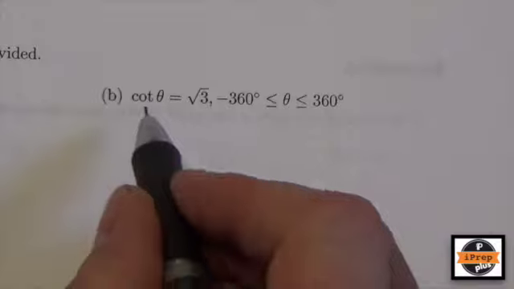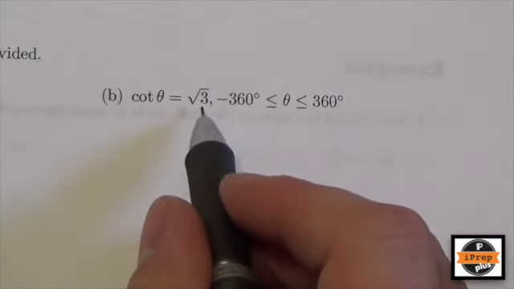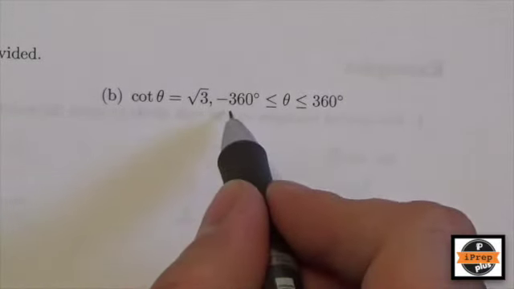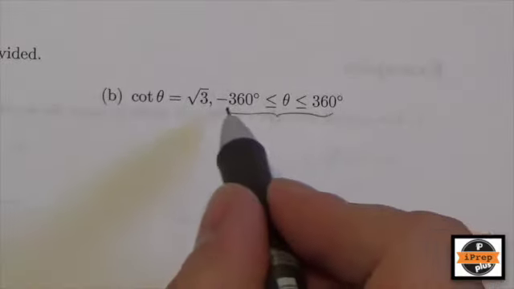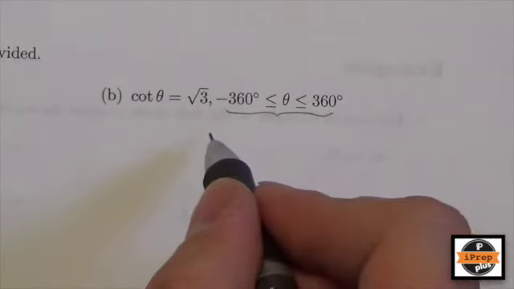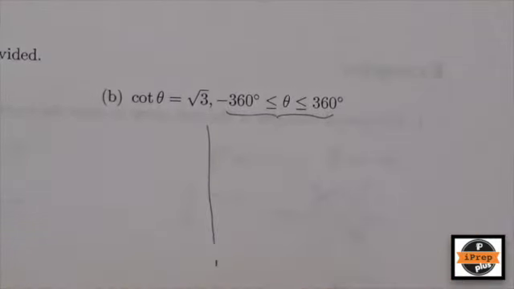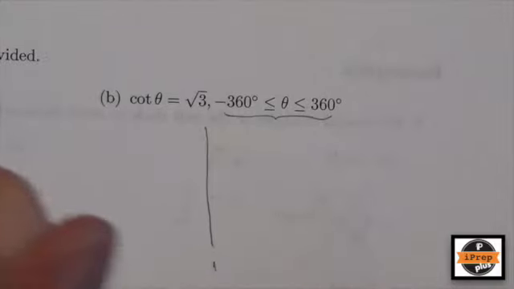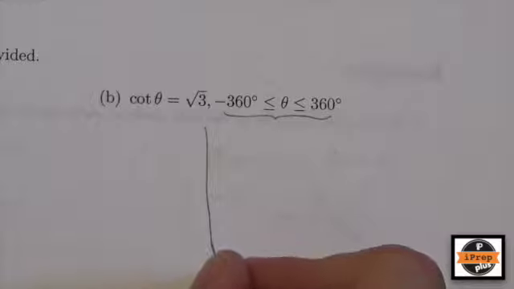The question is: the cotangent of theta is equal to root 3. Now notice, again, the very first thing I want to look at or pay attention to here is my domain, negative 360 to positive 360. Now what this is telling us, okay, whoops, sorry, my lead's gone, whoops, okay.